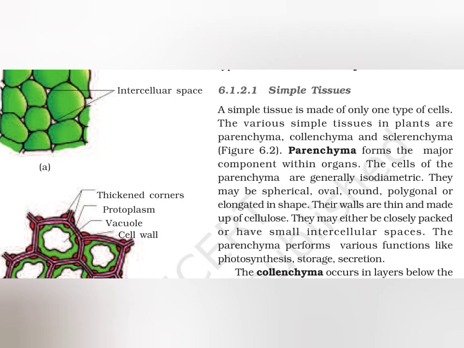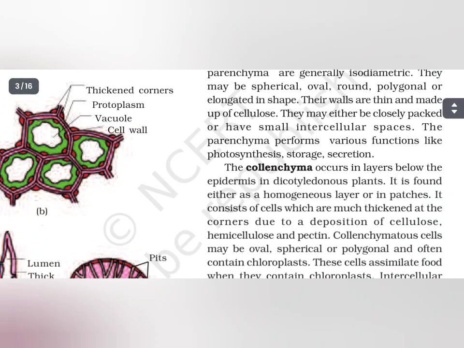Parenchyma forms the major component within the organs. The cells of the parenchyma are generally isodiametric. They may be spherical, oval, round, polygonal, or elongated in shape. Their walls are thin and made up of cellulose. They may either be closely packed or have small intercellular spaces. The parenchyma performs various functions like photosynthesis, storage, and secretion.